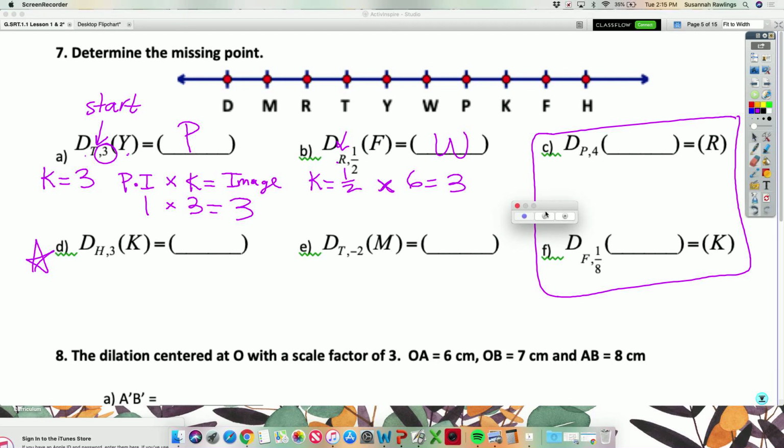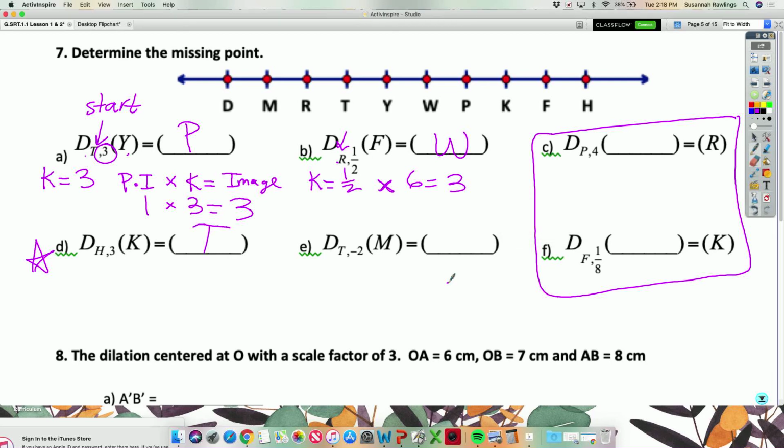Okay, so you should have gotten T here. You need to find your original length. So I start at H, and I count to K. So I have 1, 2 spots. So there's my pre-image. I multiply it by the what?